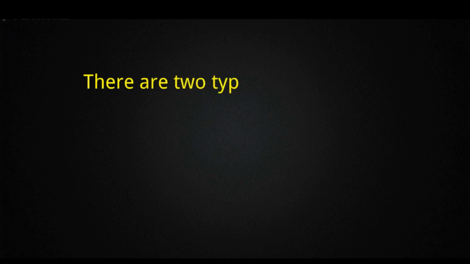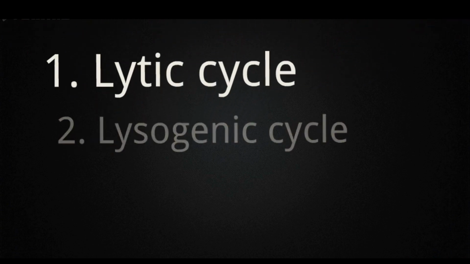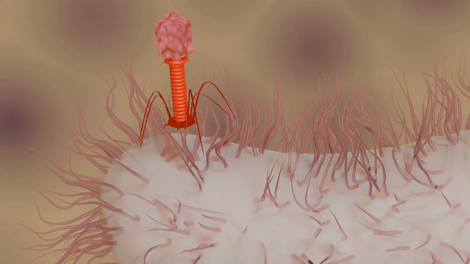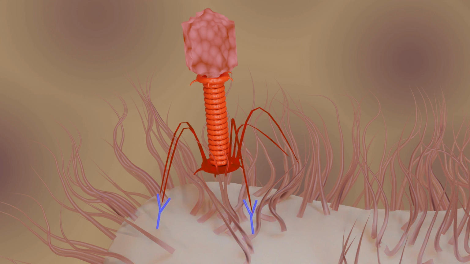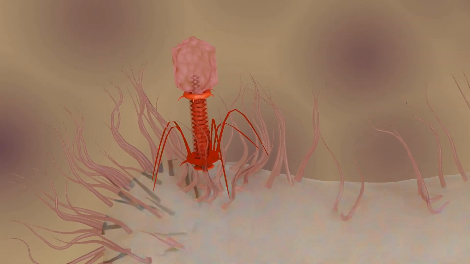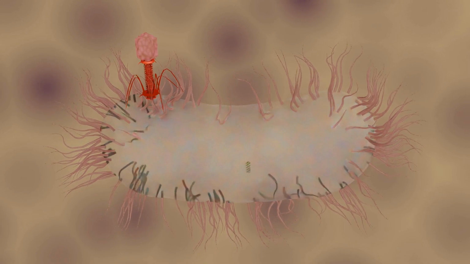There are 2 types of life cycle: lytic cycle and lysogenic cycle. Lytic cycle. The stages of the lytic cycle are: attachment. Proteins in the tail of the phage bind to a specific receptor on the surface of the bacterial cell. Penetration. The phage injects its double-stranded DNA genome into the cytoplasm of the bacterium.